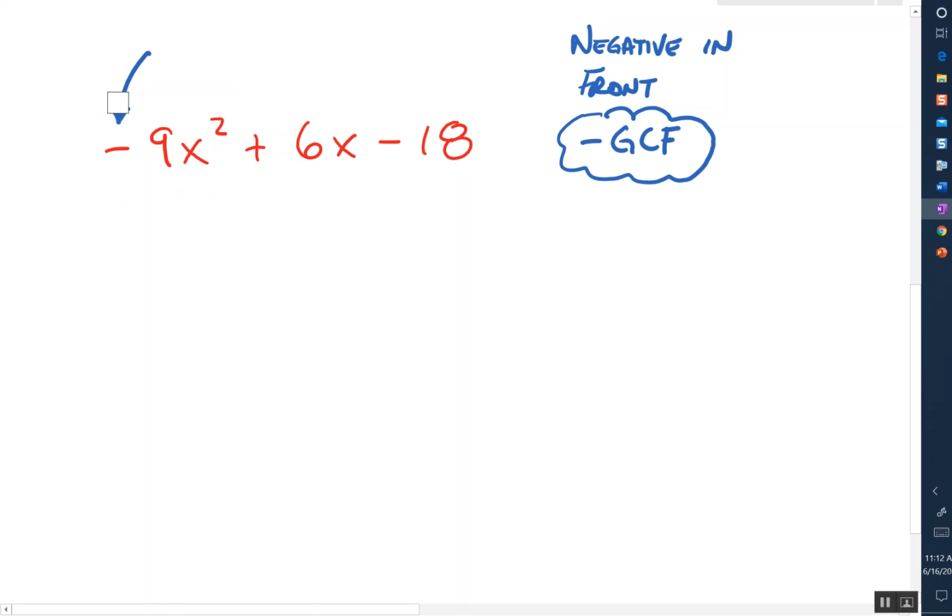Okay? So, here we go. I'm going to do my big division. Again, you might want to do little small divisions, but here's a big division. And now I'm looking at the numbers. I know it needs to be negative because I have a negative in front.